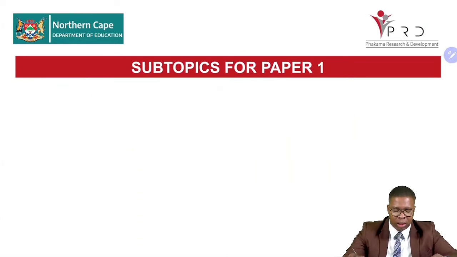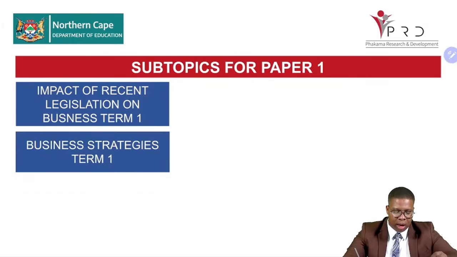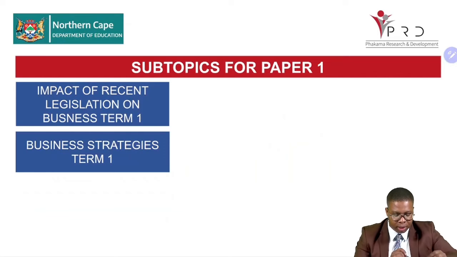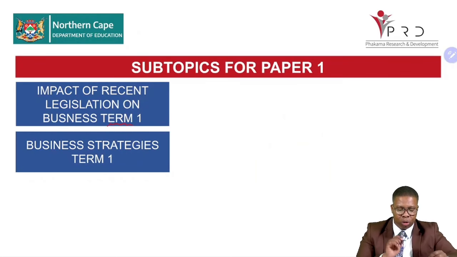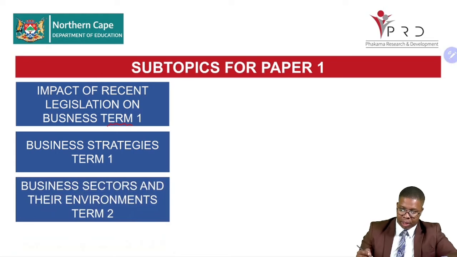Now let us proceed to the subtopics that you find for paper 1. You have the following under the business environment: the impact of recent legislation on business, which is taught in term 1, and then you also have business strategies, which are also taught in term 1. Then you have business sectors and their environments, which was taught in term 2.